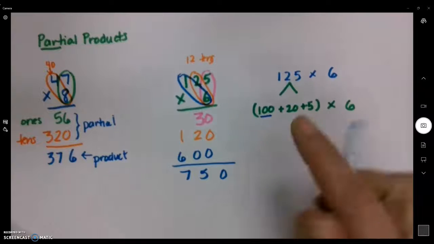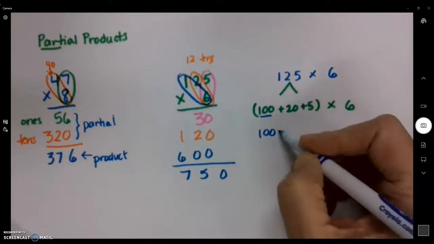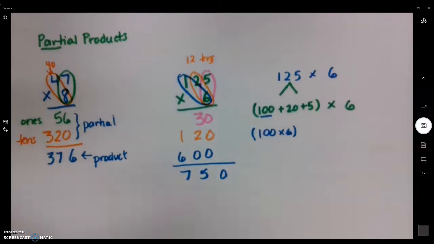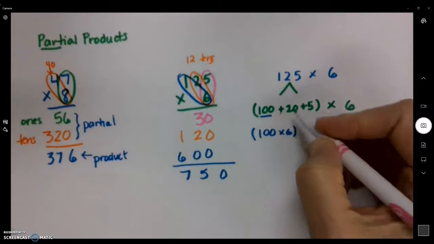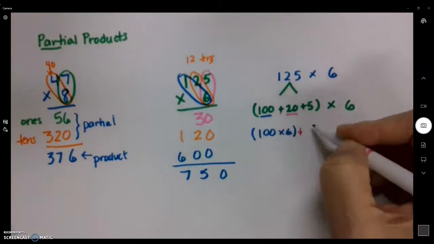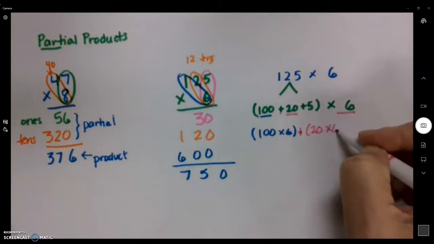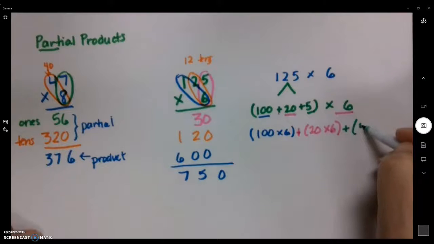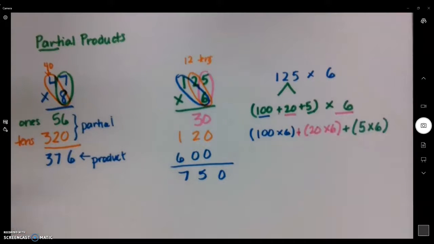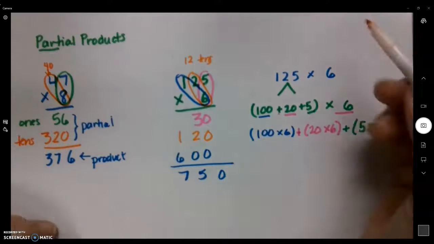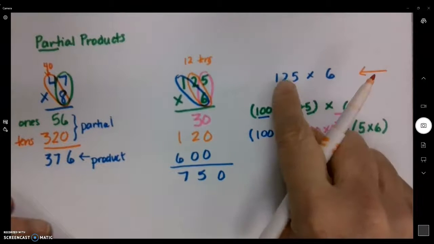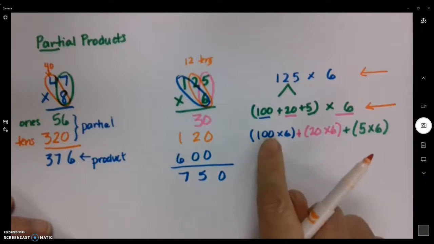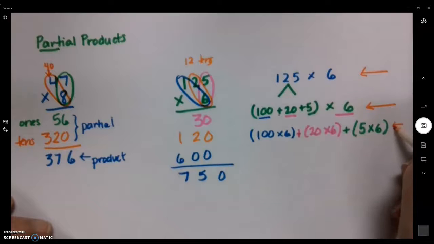So the first one I'm going to pull out is the 100. I'm going to rewrite it 100 times 6. I underline them as I do this so that I don't forget that I have to use all of them. And that addition sign tells me I'm adding. And now I'll pull the 20. It's always going to be times 6. And then I'll pull the 5. And what we have right here is 3 different ways to see 125 times 6. That's 125 times 6. This also shows 125 times 6. And then this shows 125 times 6.